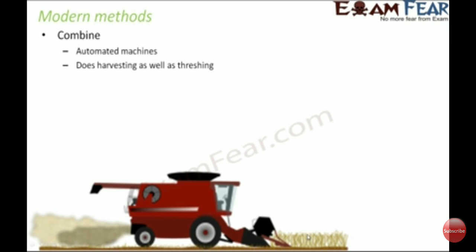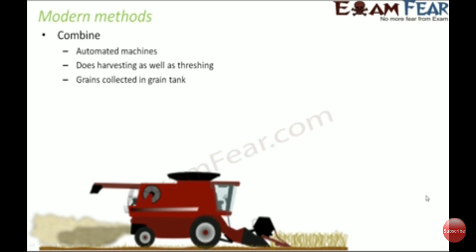So the harvesting is also done, and within the machine itself, threshing is done. That is, the stalks and the grains are separated. In this case, there is no manual effort. The process is also very fast because you are not beating it manually. It's like a huge machine. You just run the vehicle, and the machine keeps doing its own job.